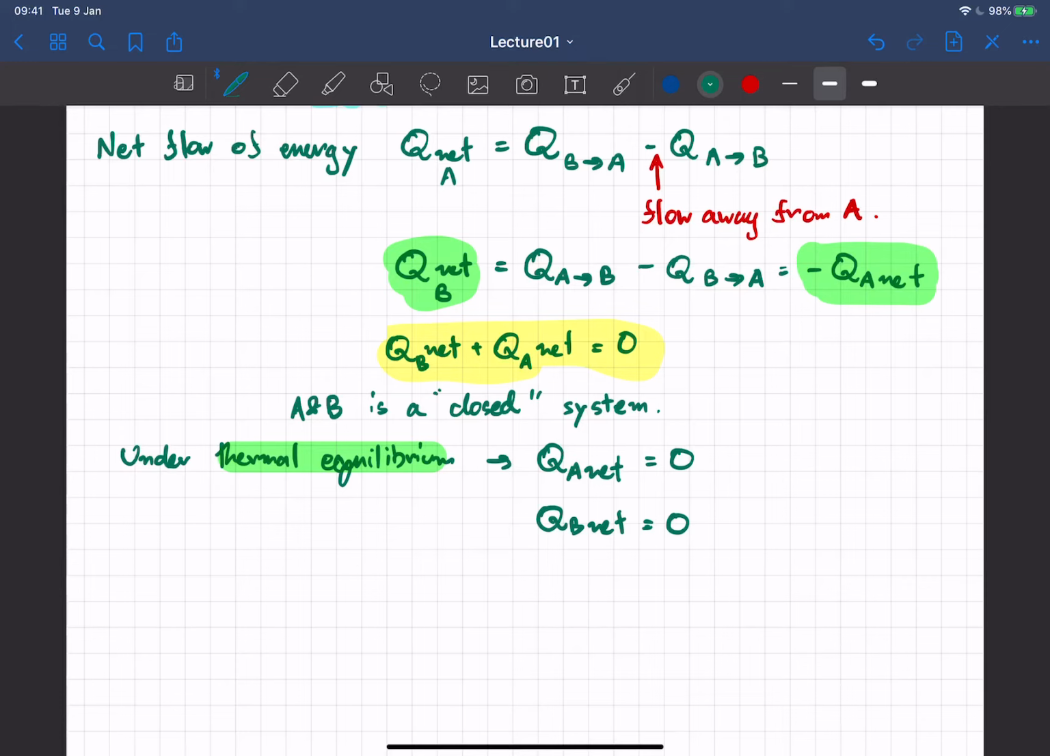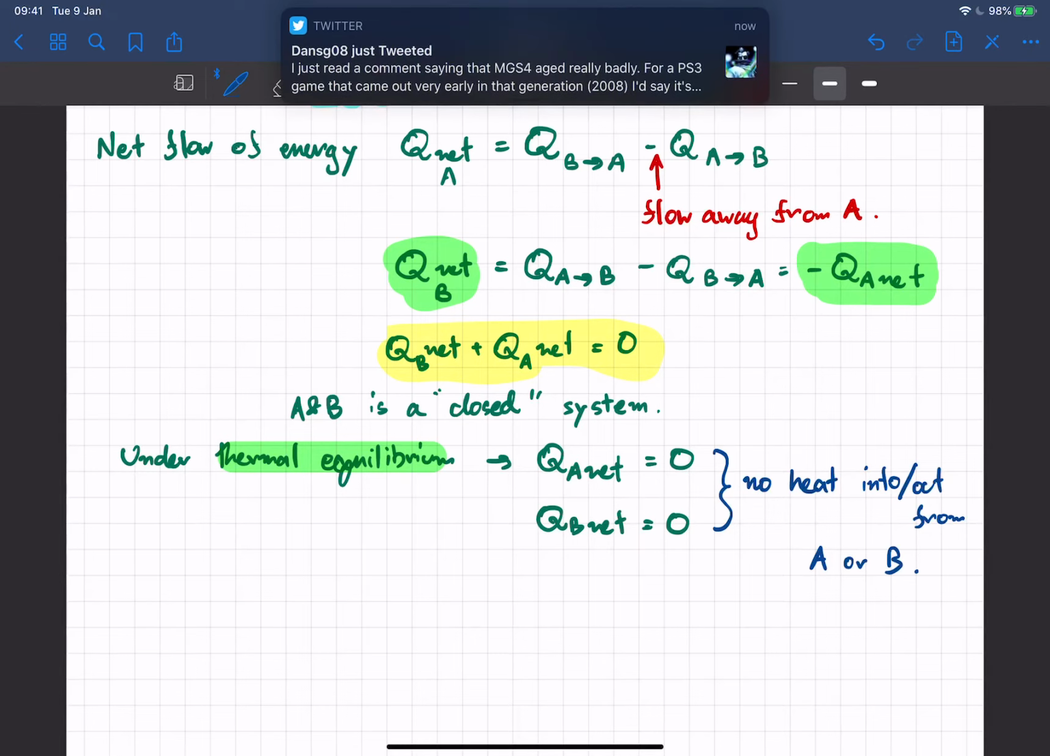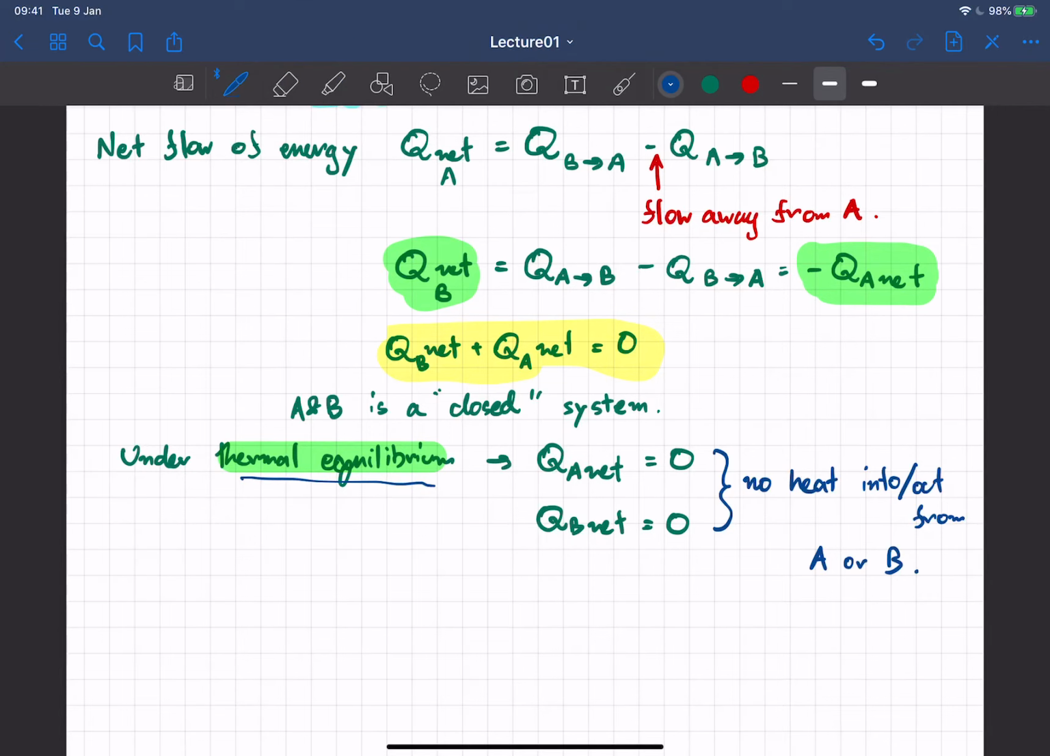Okay, so what does this mean? This means no heat flows into or out from either A or B. Okay, so net heat flow from A and B, coming out, going in, this is all 0. This is what we call thermal equilibrium.